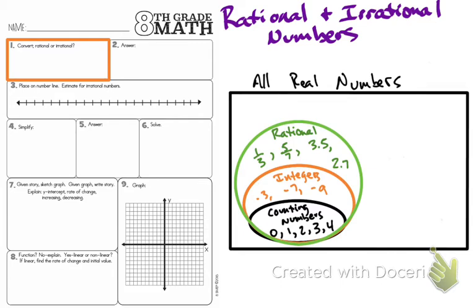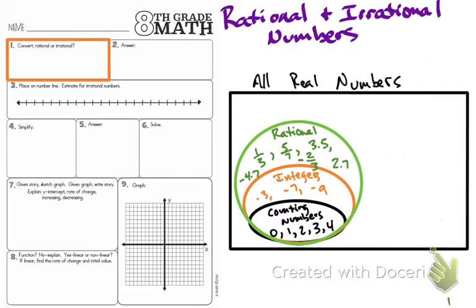All of those numbers fit somewhere in between our counting numbers, or they could fit between our integers as well. We could also have negative rational numbers, like negative 4.7 or negative 2/3. Those would be rational numbers as well.